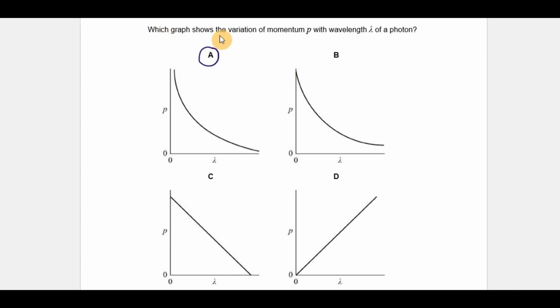So, which graph shows the variation of momentum p with the wavelength lambda of a photon? For this question, I'm going to use the de Broglie wavelength equation that you'd find on your datasheet. And that is the wavelength is equal to the Planck constant over the mass and the velocity of the particle.